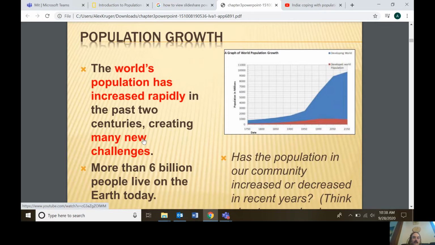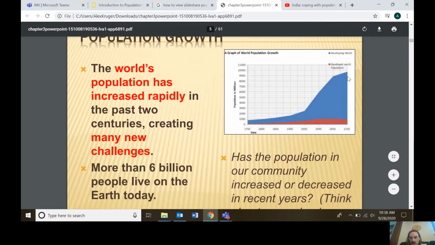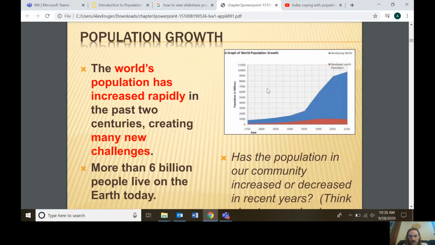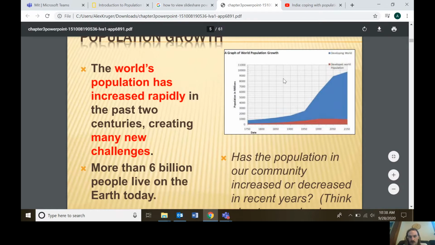So the world's population has increased rapidly in the past 2 centuries. That's 200 years, creating many new challenges. As you can see here, I can't do the awesome laser pointer thing because we're not in the actual slide. I couldn't figure out how to get my slides into the PowerPoint presentation, so it's got to be on the internet, which is frustrating to me.